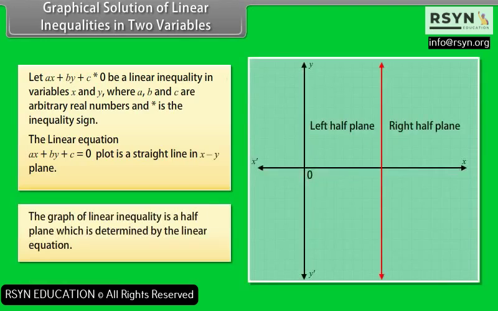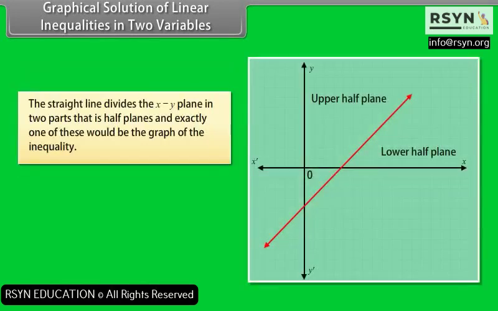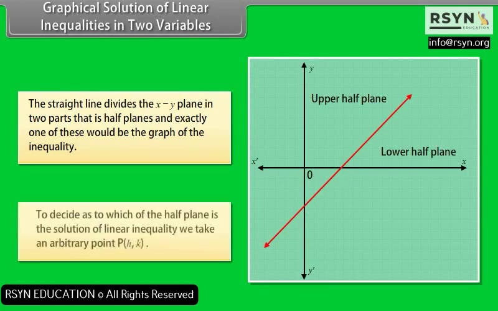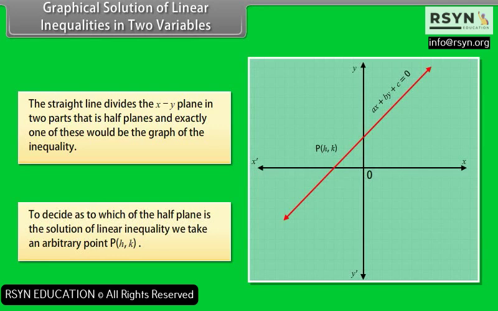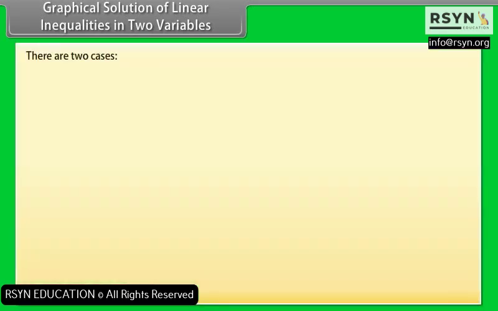The graph of linear inequality is a half plane, which is determined by the linear equation. The straight line divides the xy plane in 2 parts, that is, half planes, and exactly one of these would be the graph of the inequality. To decide which of the half planes is the solution of linear inequality, we take an arbitrary point P(h, k). There are 2 cases.